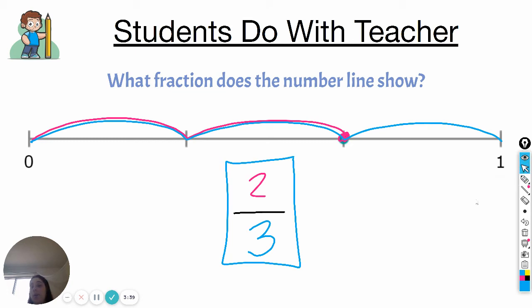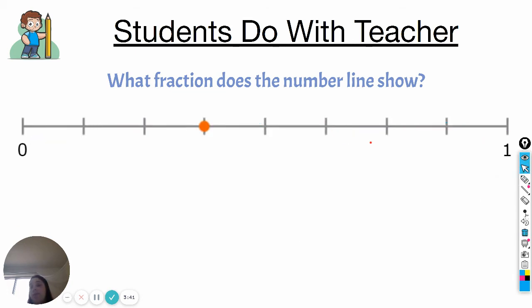Let's take a look at one more example. Here's your number line. It's asking what fraction does the number line show? So I'm going to give you a moment again to figure out your numerator and denominator, and then we'll go over the answer together.